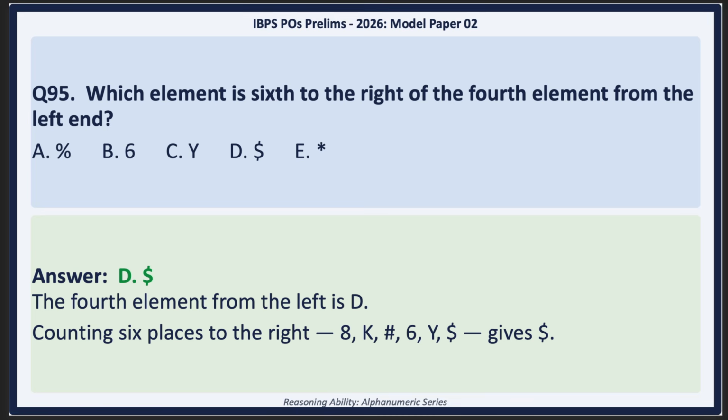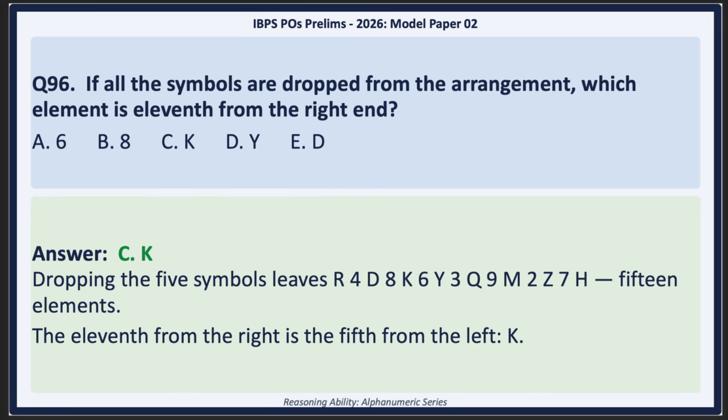Exactly. Finally, question 96. If all symbols are dropped, which element is 11th from the right end? If you drop the symbols, you're left with 15 letters and numbers. Counting 11 from the right is basically the same as counting 5 from the left. So the answer is K.